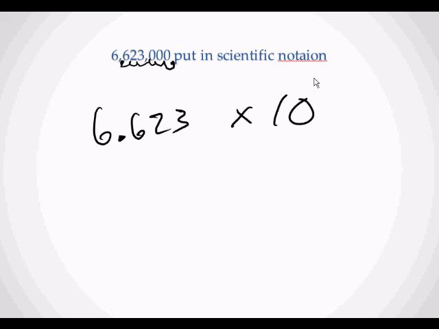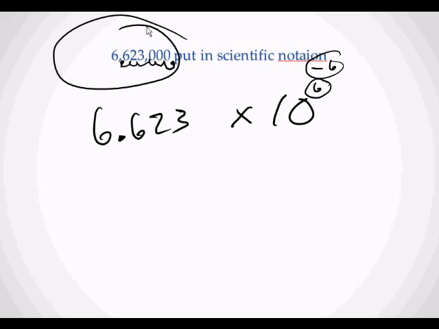So the decimal was over here. How many spaces did I move it over? 1, 2, 3, 4, 5, 6 spaces. So the question is, is this going to be a -6 or a +6 that we put as a power? One of these is the answer.